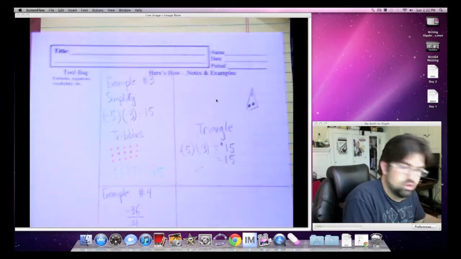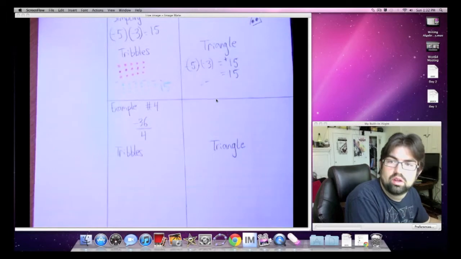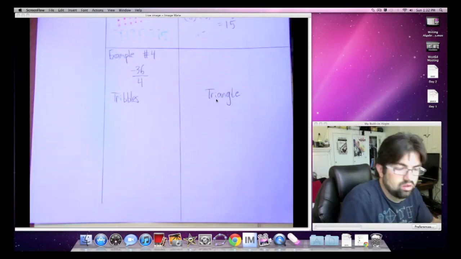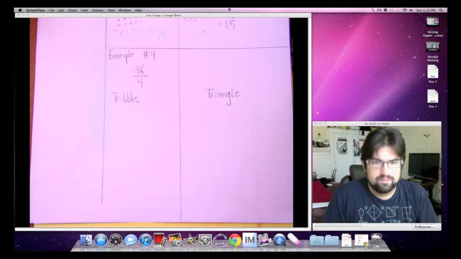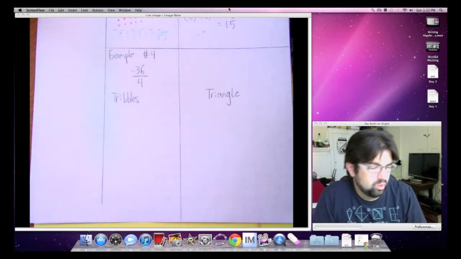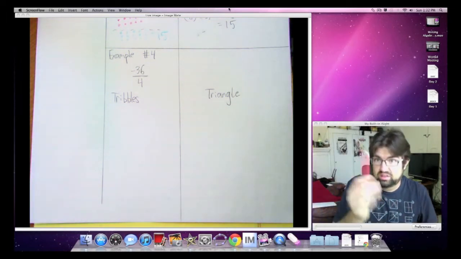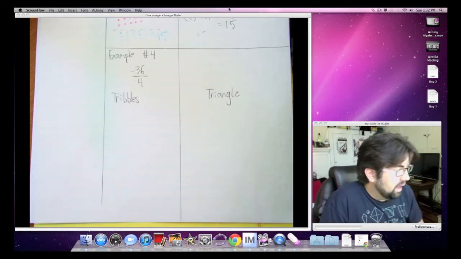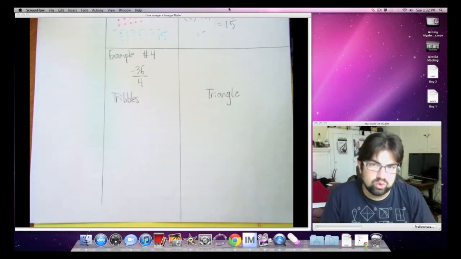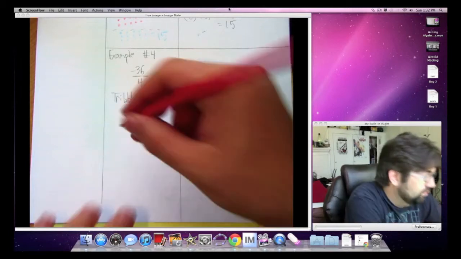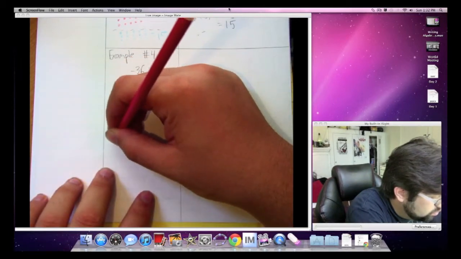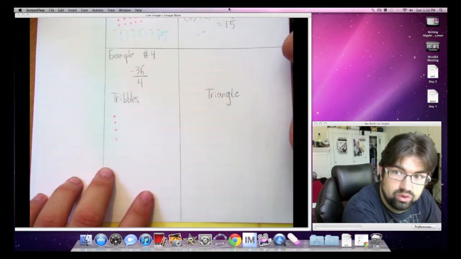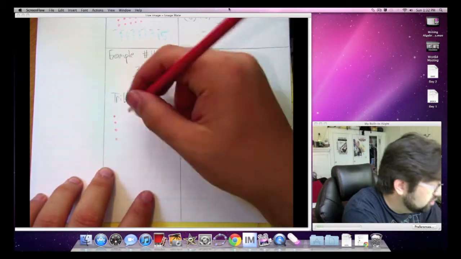Example number 4. Alright. I have -36 and I have 4. So I have -36, so I'm gonna take my red pencil, and I have to break it into 4 groups. So here's what I'm gonna do. 1, 2, 3, 4. Okay? Well, I don't have 4, I have 36, so we gotta keep going.